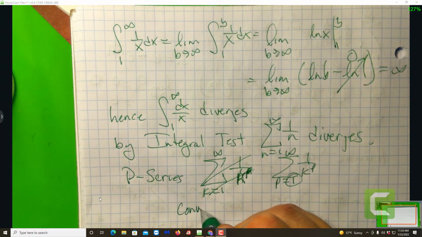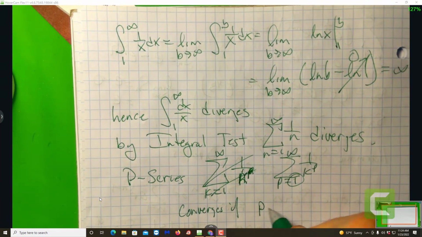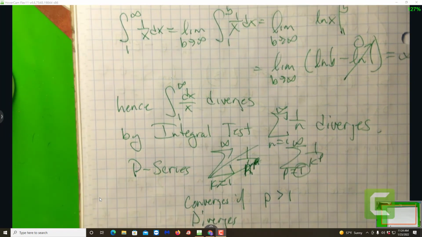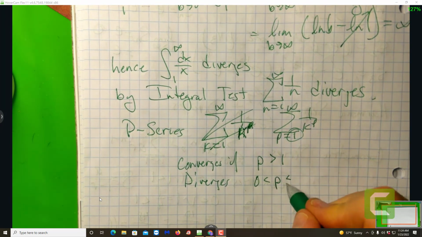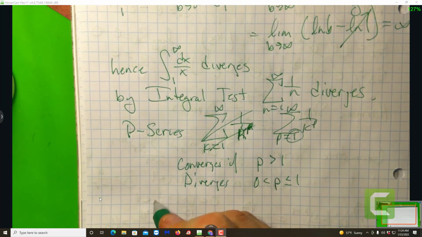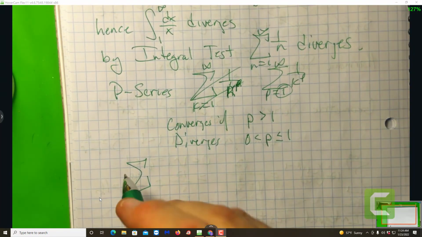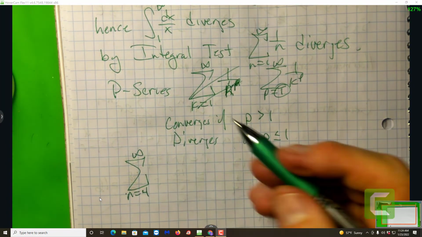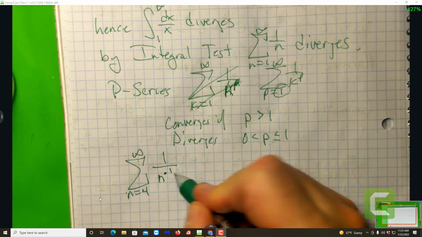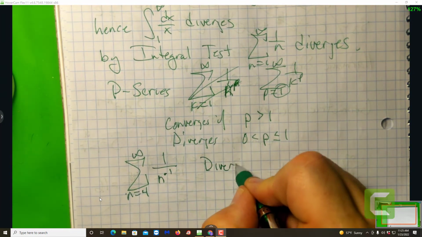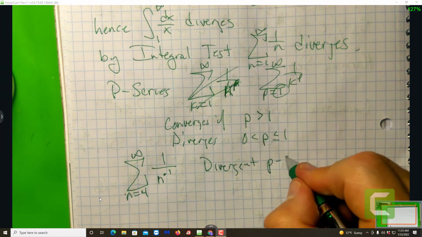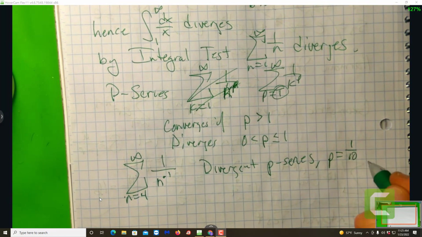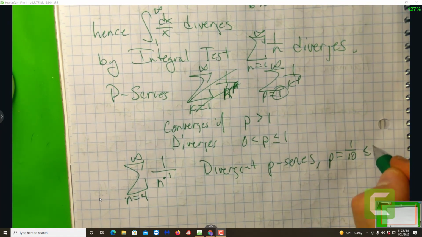It converges if p is greater than 1. It diverges if p is bigger than 0, but 1 or less. So if you see a series, like we have this one, n goes from 4 to infinity of 1 over n to the point 1, this is a divergent p-series. Why? Because p is a tenth, and a tenth is less than or equal to 1.